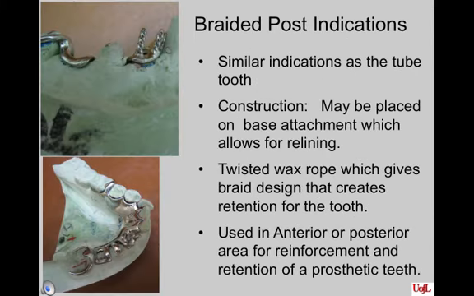The braided post has similar indications as the tube tooth. In its construction, it may be placed on base attachment, which allows for relining the prosthesis if resorption takes place under it. It's constructed by twisting a rope of wax, which gives the braid design and creates retention for the tooth. It is used in the anterior or posterior area for reinforcement of a prosthetic tooth or retention of the prosthetic tooth.